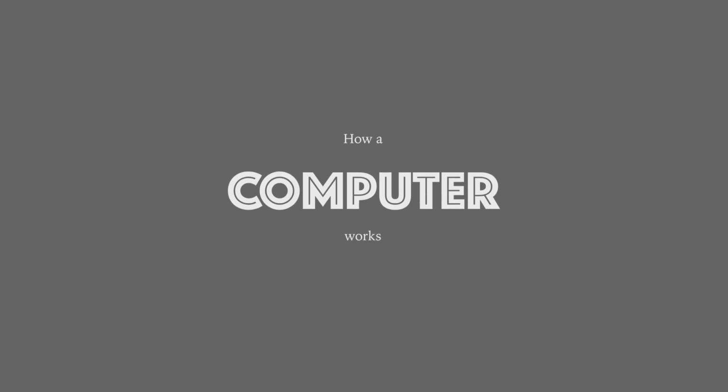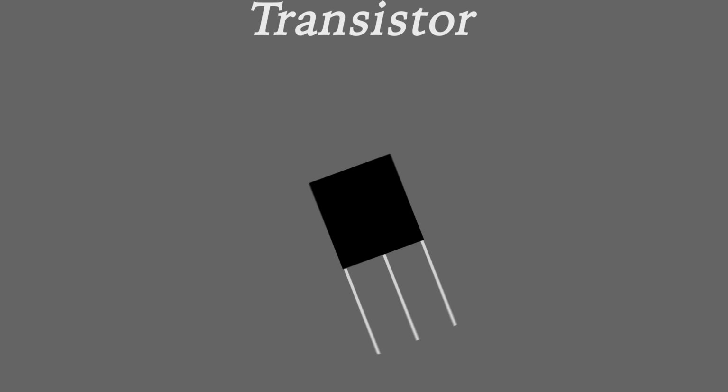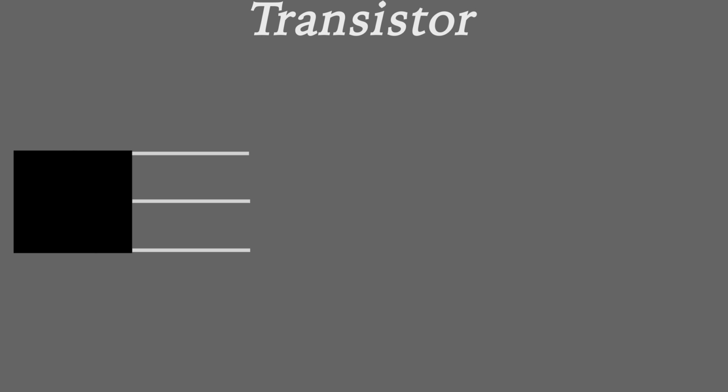How a computer works. This is a transistor. It has a collector, a base, and an emitter. Basically what the transistor does is, if current is applied to the collector, a current applied to the base can either stop it from reaching the emitter, or it can allow it. If the current on the base allows current to flow, it's an NPN transistor, but if it stops current, it's a PNP transistor.